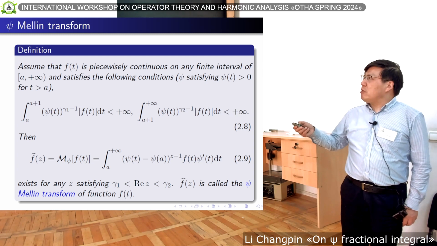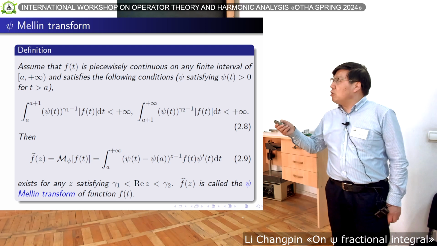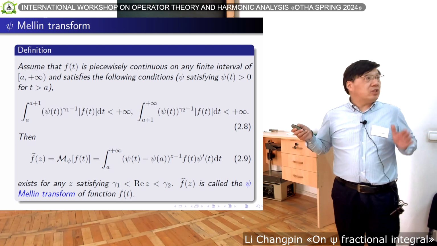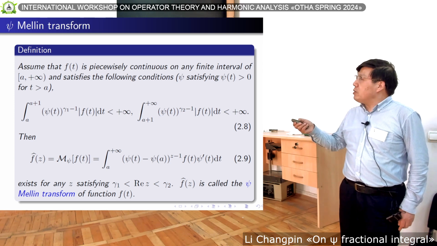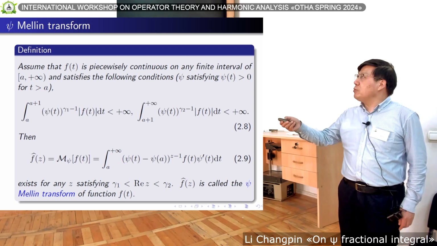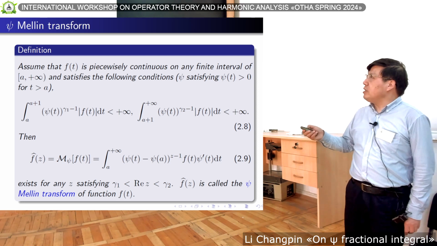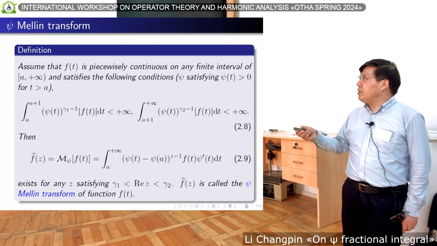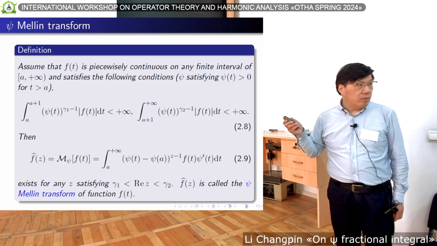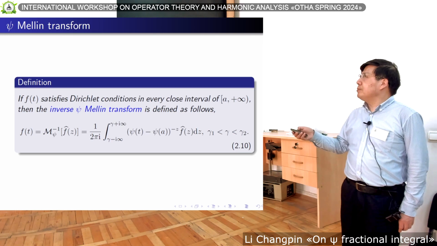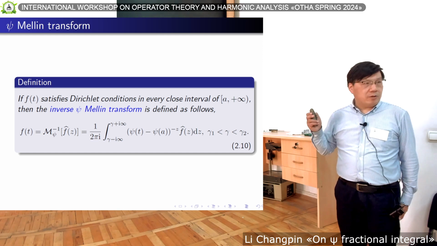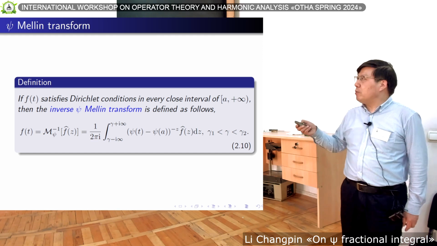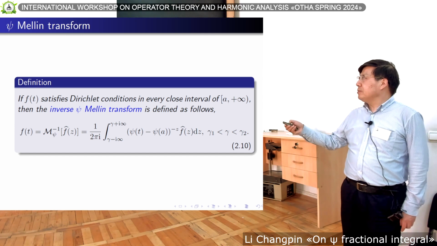This is another kind of integral transform. It considers the asymptotics at the starting point and at the positive infinity point, two points. So this is the asymptotics. If the function satisfies these conditions, then we can define like this. So this is the Mellin transform. Now we can also introduce the inverse precise Mellin transform like this.